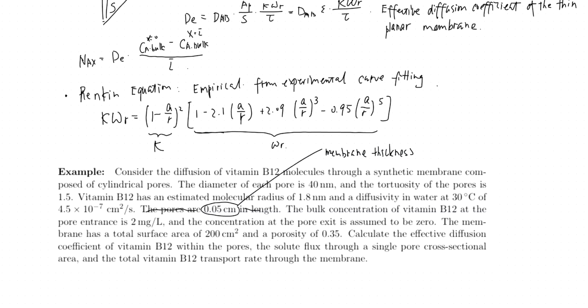The concentration of the vitamin at the entrance is given, and then at the exit is assumed to be 0. The membrane has a total surface area S, and they give you the porosity. It asks you to calculate the effective diffusion coefficient within the pores, the solute flux through a single pore cross-sectional area, and the total vitamin transport rate through the membrane. So it asks you to calculate multiple things.